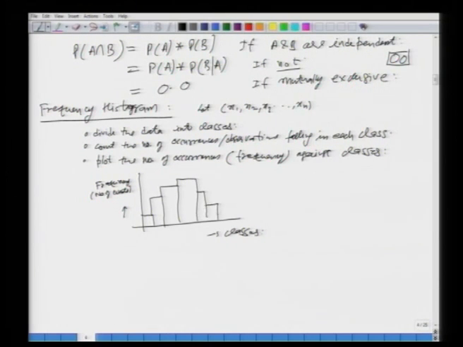I am sure you have done this in your earlier classes. Each bar represents what? Either the number, or the frequency, or a fraction. How do we define the frequency or the fraction? It is basically the number of occurrences divided by the total number of occurrences. So, either you can plot this number n_A as the length of the bar, or you can plot the whole thing, the fraction n_A over n. It depends how you are representing your frequency histogram.